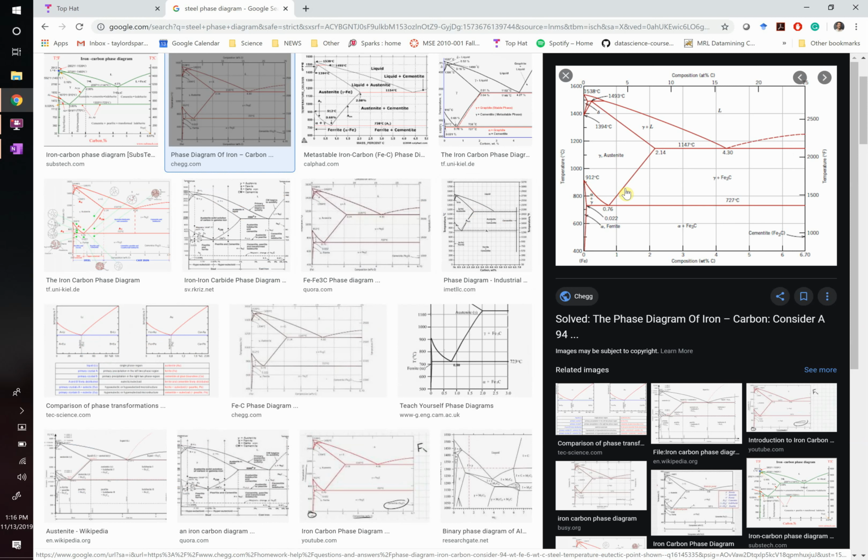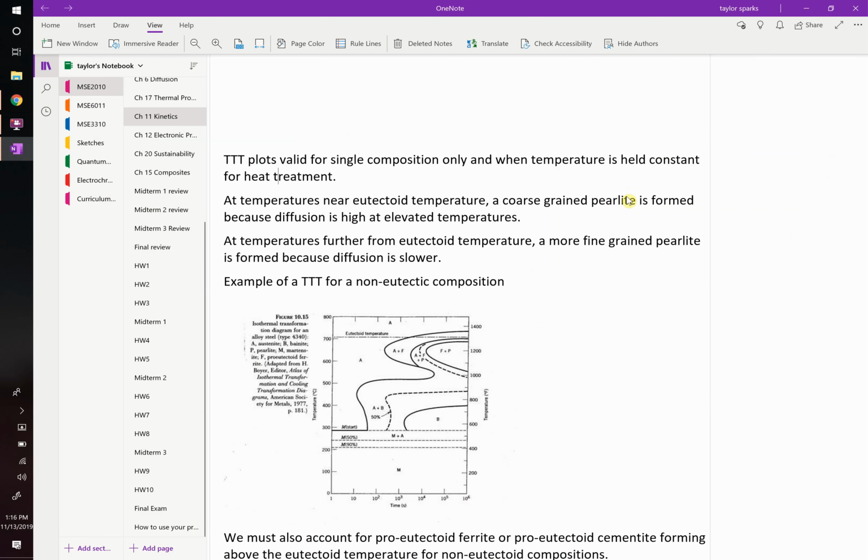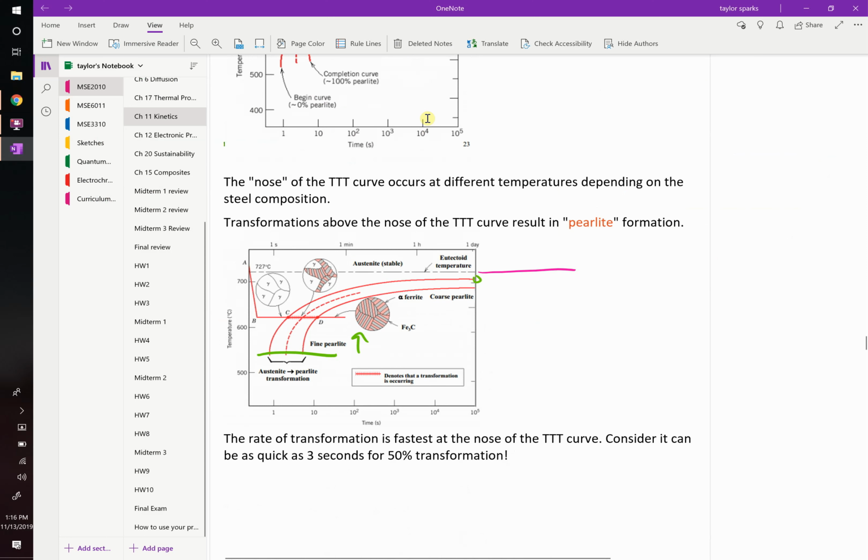How do we know that to be the case? Well, think about it. If you're over here and you start to cool down, way before you get to 727 degrees, you cross another phase boundary, right? When you're here, you should have a mixture of gamma plus just pure cementite, right? And that's not shown on this plot. If you look at this plot, you go from gamma, austenite, to a mixture of cementite and ferrite. There's no region here that represents just cementite. So because of that, we have to have a different diagram for different compositions.